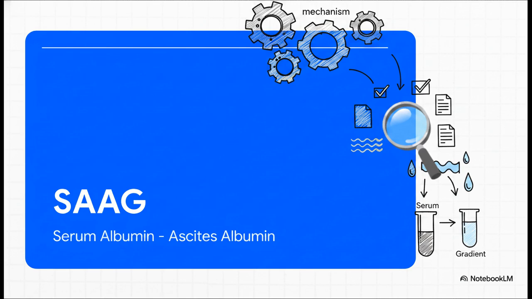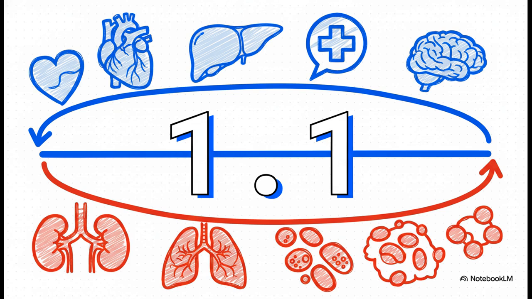And we do this using the SAAG formula, taking serum albumin and subtracting ascites albumin. You guys, this isn't just some abstract math problem. It is the ultimate diagnostic tool to figure out what is actually driving the fluid buildup in the first place. And right here, this is the magic number, 1.1 grams per deciliter. That number is a brilliant dividing line. It's the absolute threshold where our diagnostic pathway completely forks.